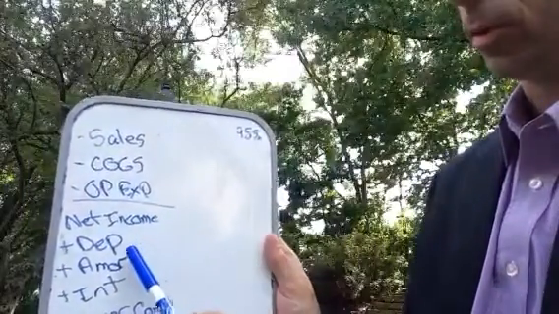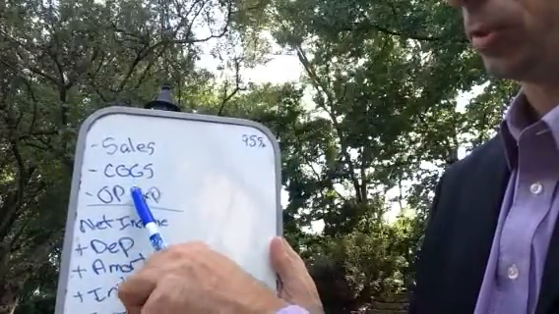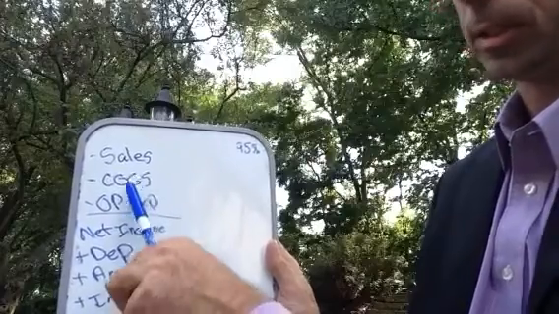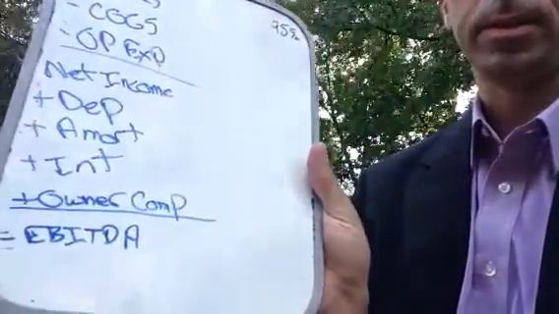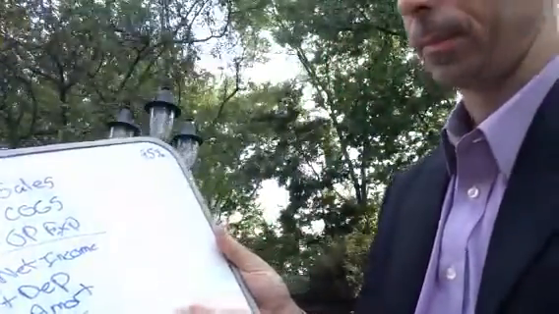So the math on that, again: you're starting with net income. You add back depreciation, which is in your operating expenses, amortization, which is also in there, interest on debt, and owner's comp, and that equals EBITDA, earnings before interest, taxes, depreciation, and amortization. Typically, this is where the bank stops. This is what they're using to determine the cash flow of the business, or the ability of the business to support debt.